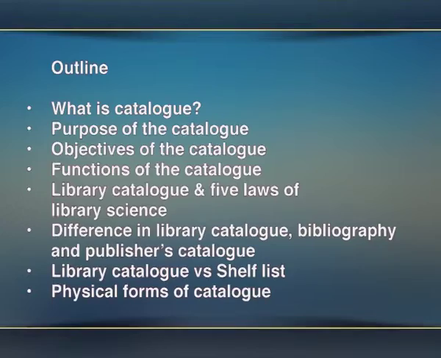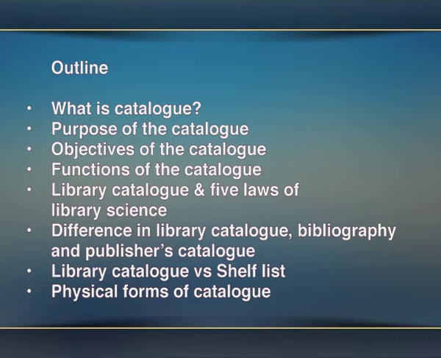Today we are going to understand what a library catalog is, its definition, its various objectives, and what the functions of a library catalog are. Primarily, the outline of this session is: we will understand what a catalog is, what the purpose of the catalog is, what the different objectives and functions are, and the library catalog and the 5 laws of library science, that is, how a library catalog addresses the 5 laws of library and information science.